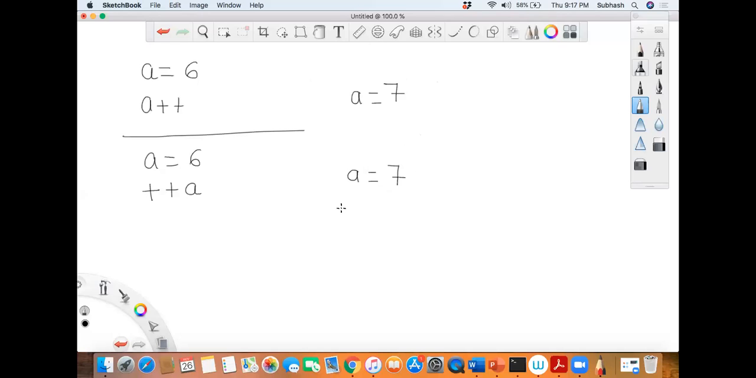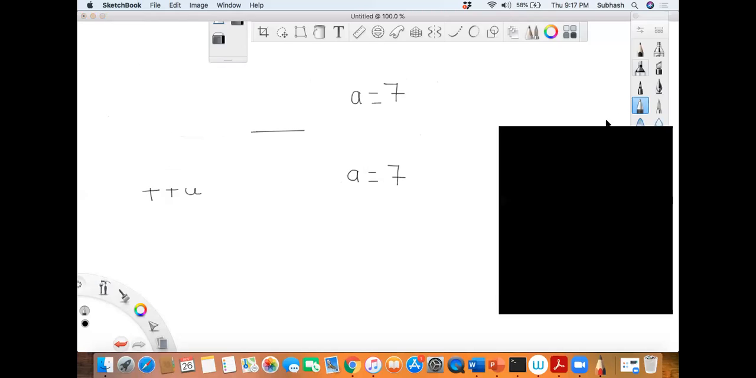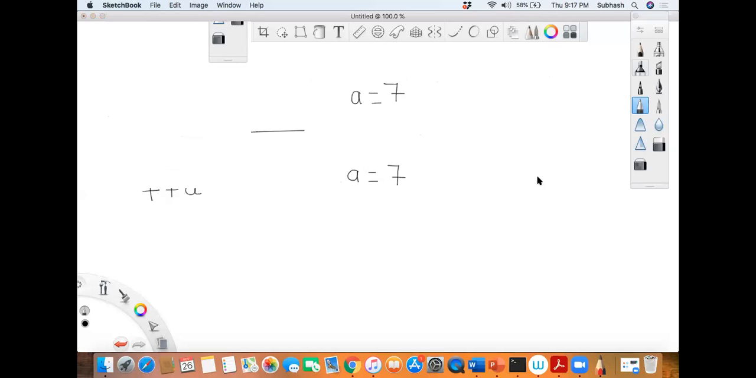The answer is not 6 and 7. It's not 6 or 7. Both are 7 and 7. Yes or no? Now Firasat is asking me, Subhash, if both are 7 and 7, then what is the difference between a plus plus and plus plus a? Correct? Firasat, you're asking me, yes or no? See, I can read Firasat's mind.